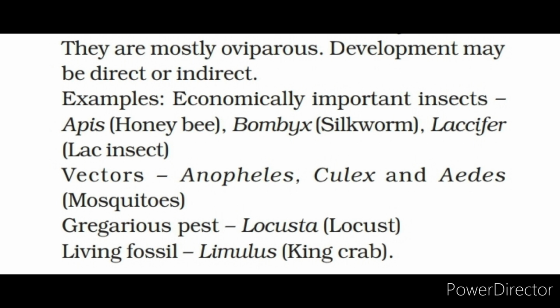Examples: economically important insects: Apis, honeybee; Bombyx, silkworm; Laccifer, lac insect. Vectors: Anopheles, Culex and Aedes, mosquitoes. Gregarious pest: Locusta, locust. Living fossil: Limulus, king crab.